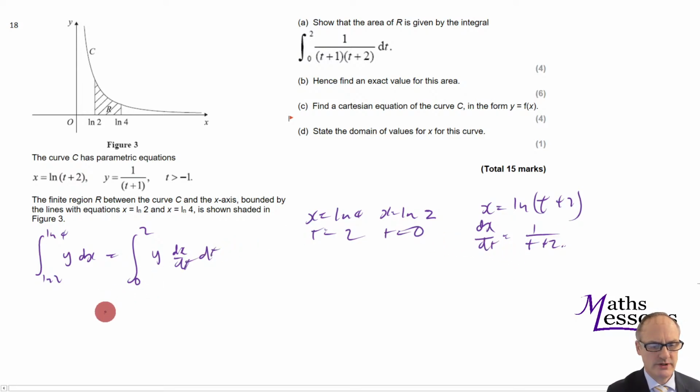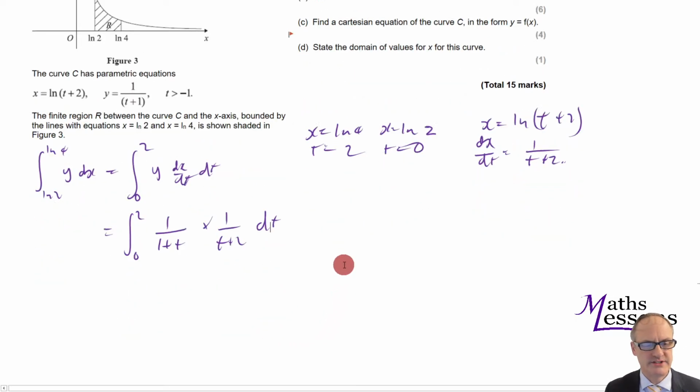So let's put that all into our formula. We're going to integrate from 0 to 2. And we've got y, which is 1 over 1 plus t. Well, it's t plus 1, but I've written 1 plus t. Times by dx by dt, which is 1 over t plus 2, dt. And we want to integrate that.